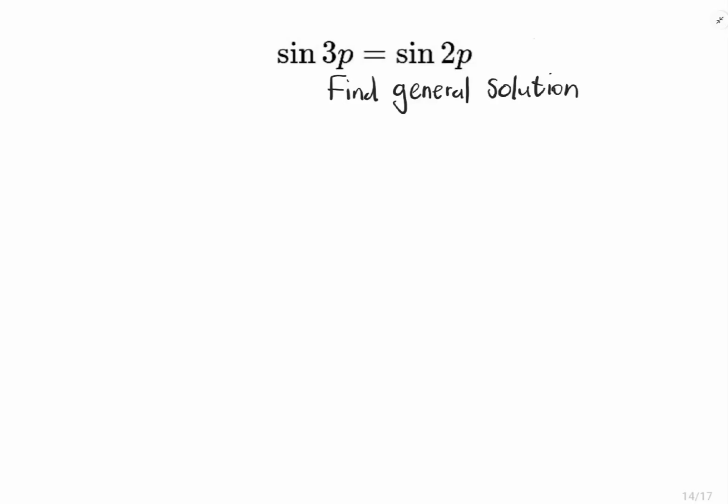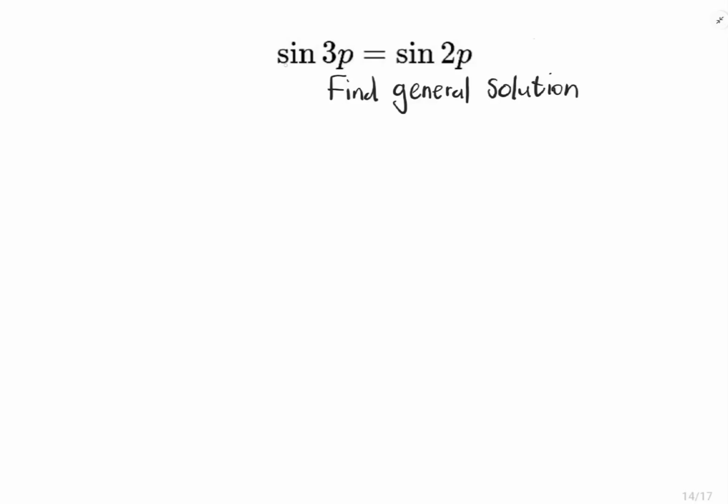It's pretty much the same thing. You have to decide which one you want to make the subject of the formula, this one or this one. Either way, you're going to get the same general solution, just slightly different. Now, what do I mean? Let us start by making sine 3p the subject of the formula.